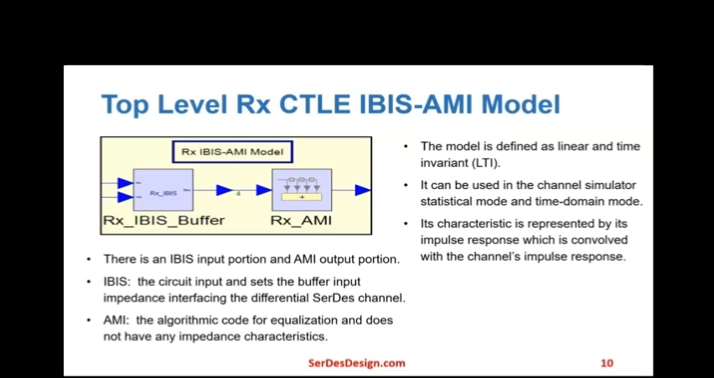Here's the top level Rx CTLE IBIS-AMI model. There's an IBIS input portion and an AMI output portion. The IBIS portion is for the circuit input and defines the buffer input impedance interfacing the differential SerDes channel. The AMI portion contains the algorithmic code that performs the equalization and does not have any impedance characteristics.